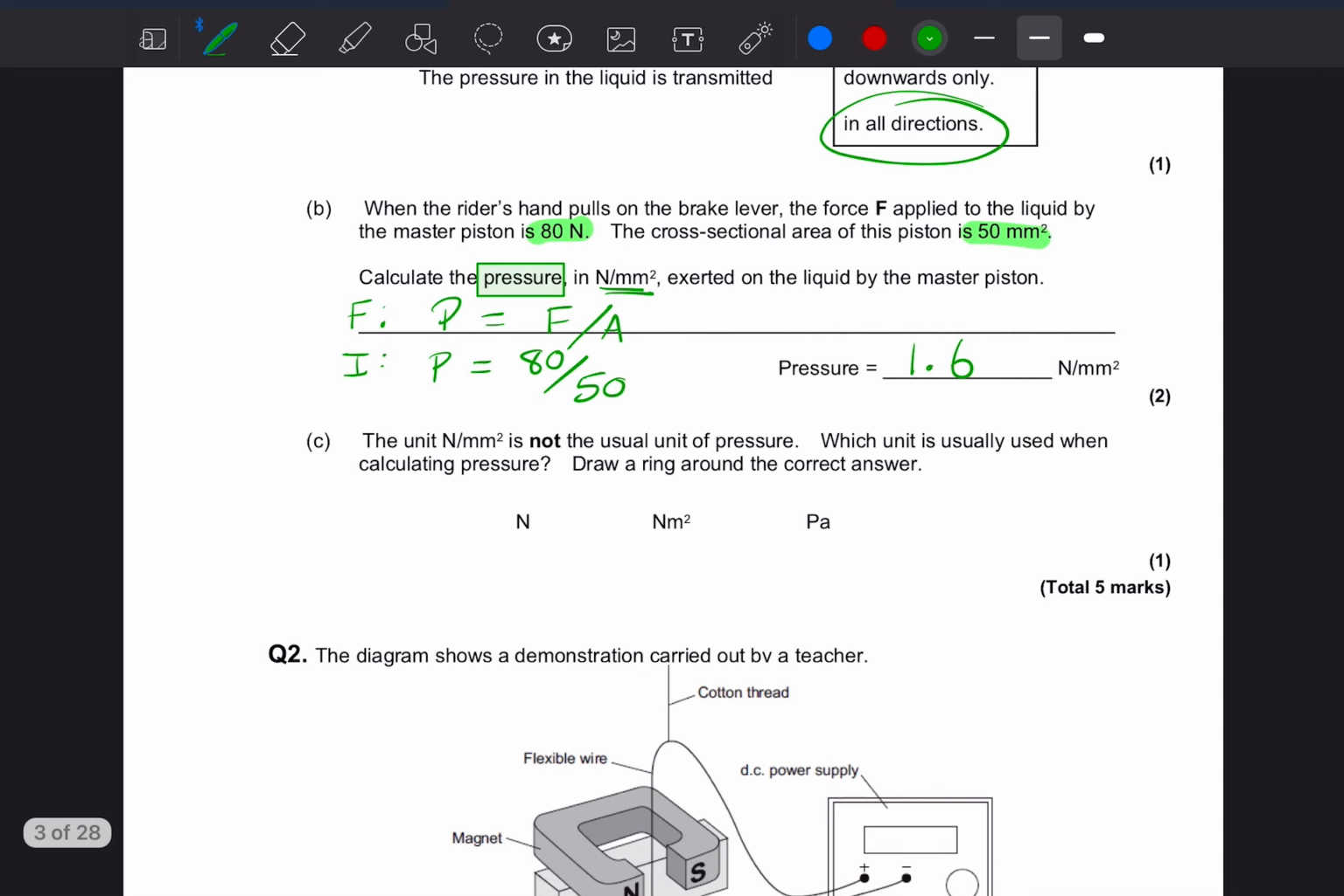The unit newtons per millimeter squared is not the usual unit of pressure. Which unit is normally used when calculating pressure? The answer is pascals. All right, question 1, nice and straightforward.